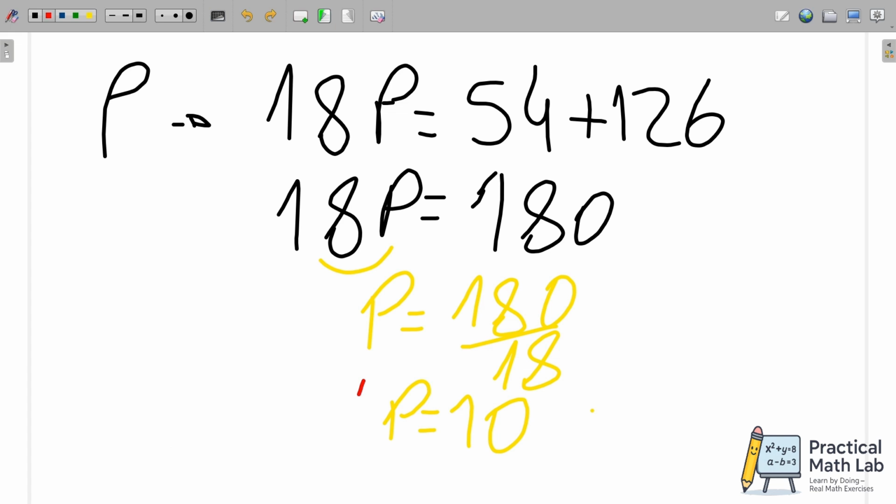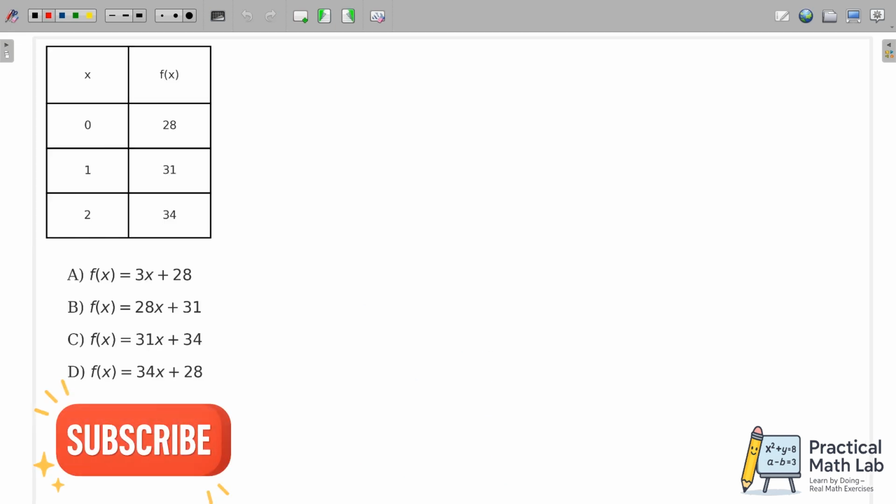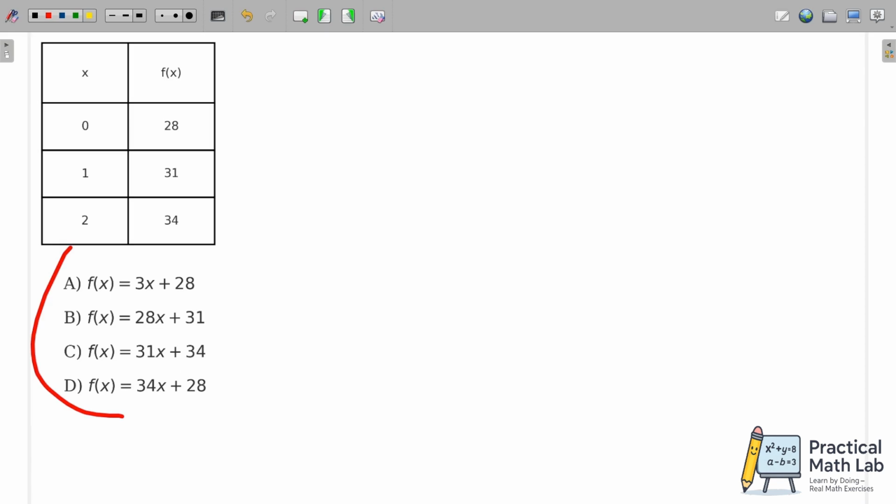We solved it quickly with a first-degree equation. Let's move on to the second question. For the linear function f, the table below shows 3 values of x and their corresponding values for f. What is the equation that defines f? Is it letter A, B, C, or D?